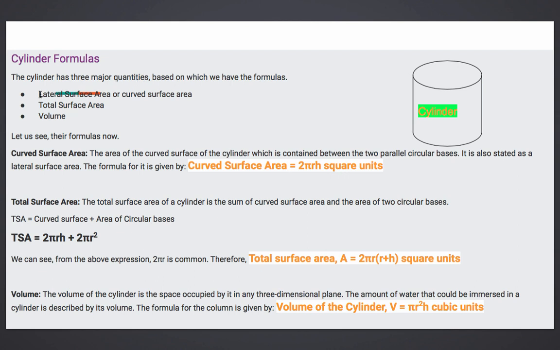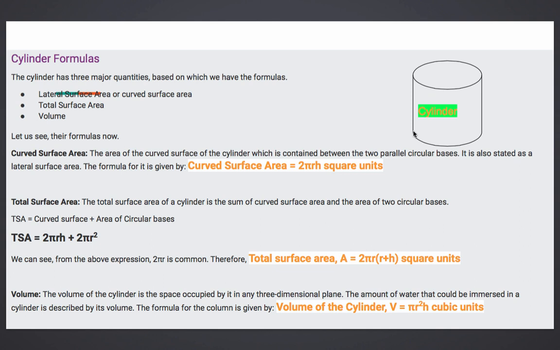What are they? Lateral surface area, that means the curved surface area. This is the curved surface area, right? Next, the total surface area, and the last is the volume. Volume means capacity, total surface area, I've already explained to you. And then let's talk about them one by one. We will begin with the curved surface area. First is curved surface area.